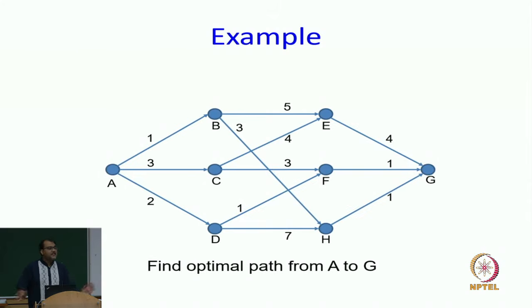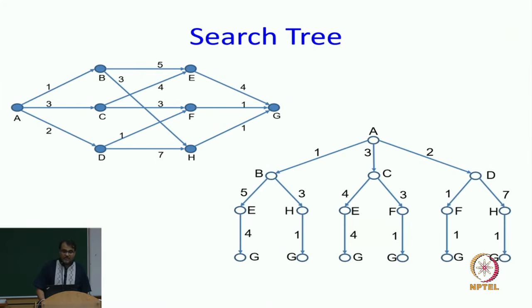Okay? And of course, we can run IDA star if we want, but for now let us do depth first search branch and bound as an alternative mechanism. So, this would be the search tree that we would be expanding. We would go from A to BCD, from B to EH, from C to EF, from D to FH and so on.